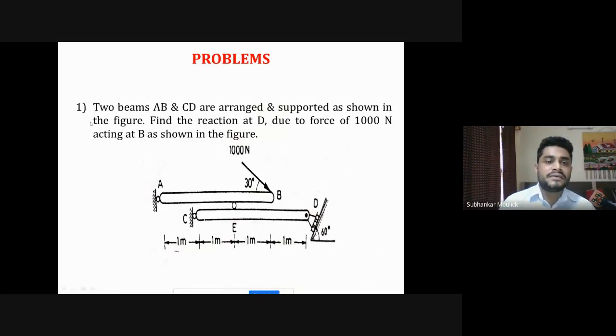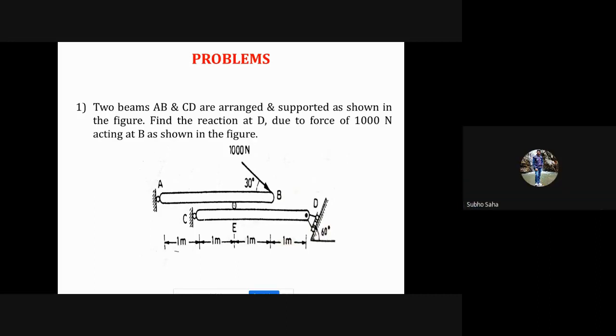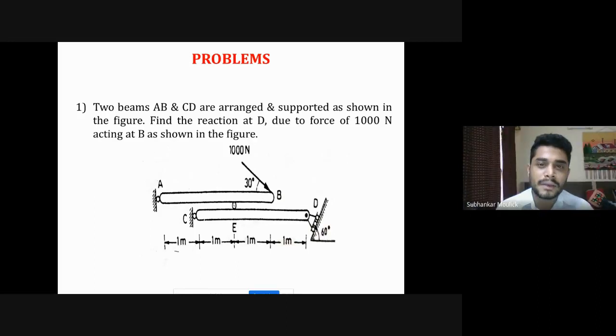The problem is two beams, AB and CD. This is a beam. Now first let us understand what a beam is. Can anyone tell me what is a beam? Yes, sir. What is a beam? Can you explain?